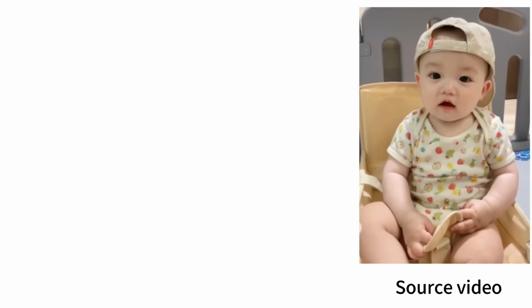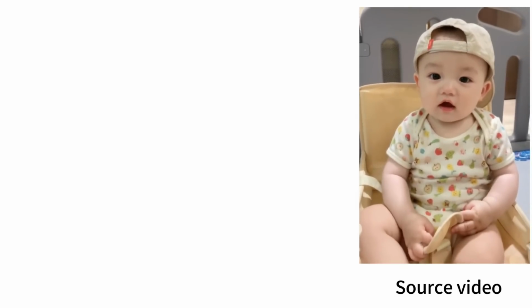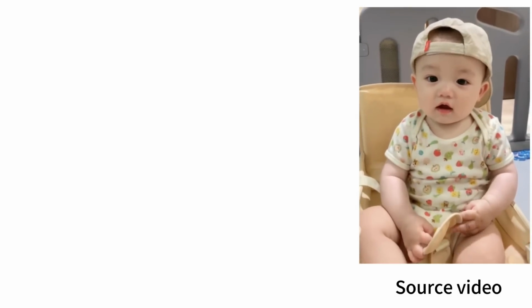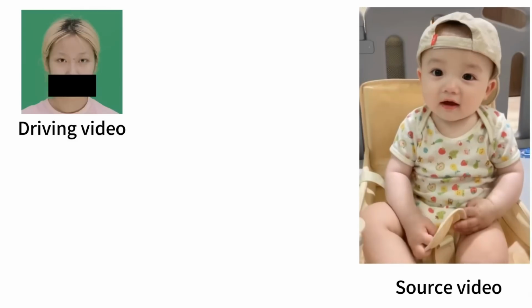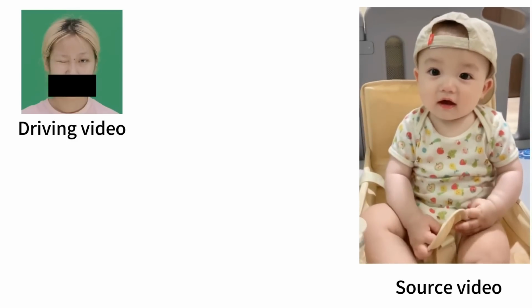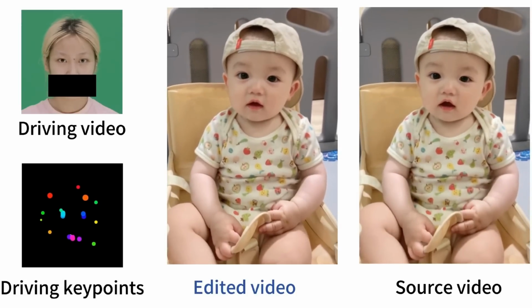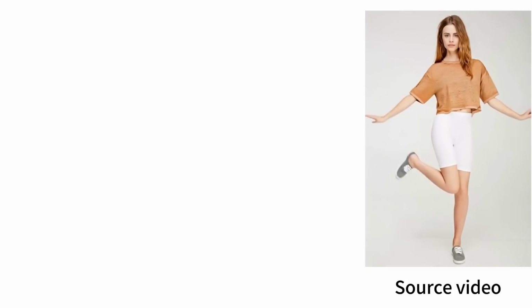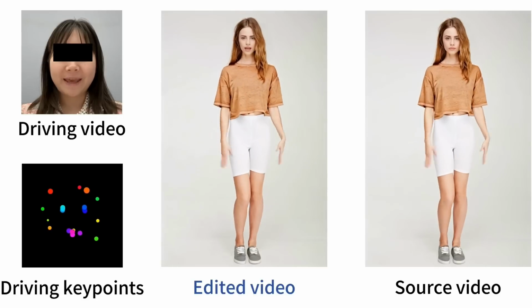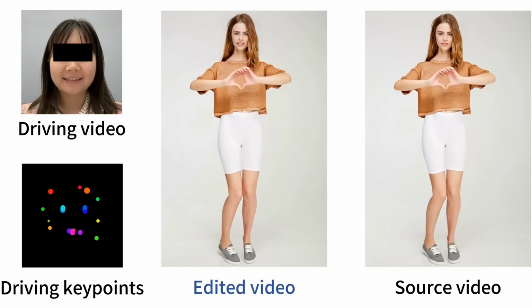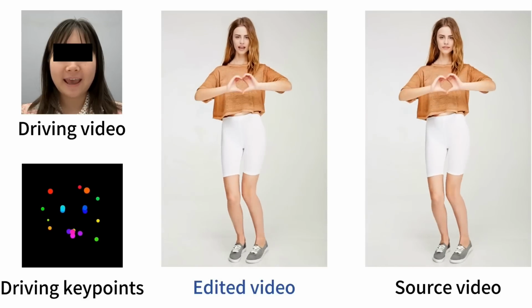And then here's yet another example of a baby. So the source video is just this baby, nothing special. And then in the driving video, this person blinks. So basically, if you stitch it together, you can make the baby blink. How cool is that? And then here's yet another example. Here's the source video, just this person dancing. The driving video is this woman talking. And you can see that you can make this person say things while she is dancing.